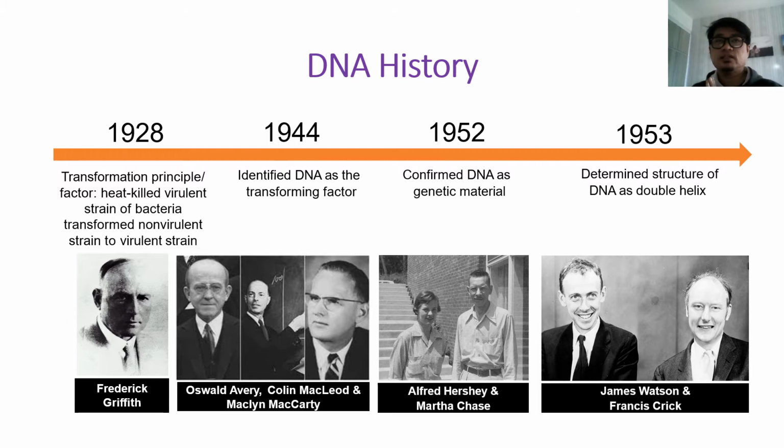These two bacteria were transfected into mice, and they found that the virulent bacteria is the one with the protein coat. When transfected into the mice, it killed the mice. Then they heat-killed the coated bacteria, cultured it together with the rough one, and transfected that into the mouse, and the mouse died.